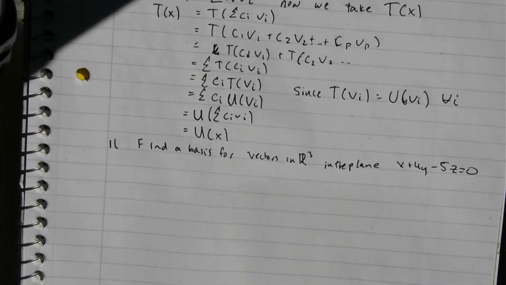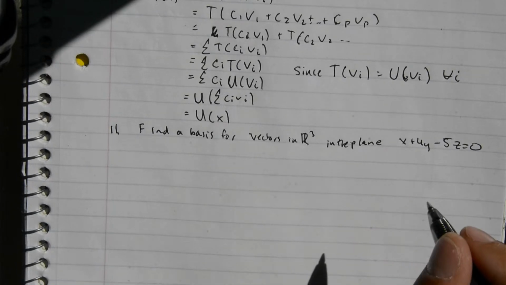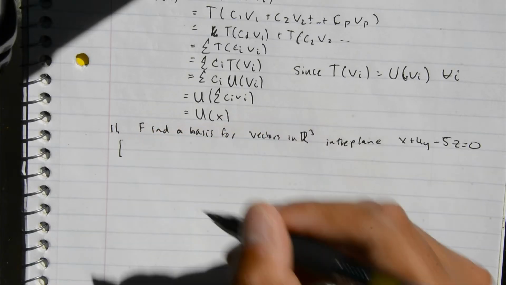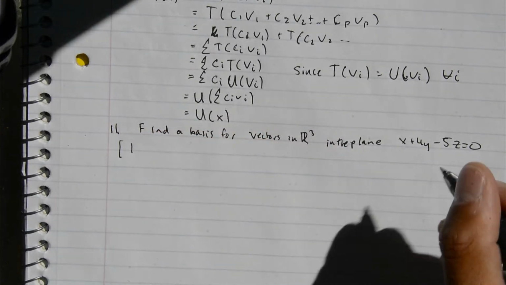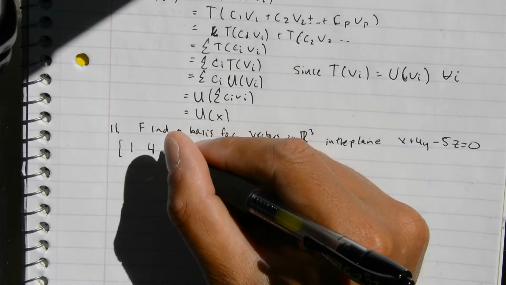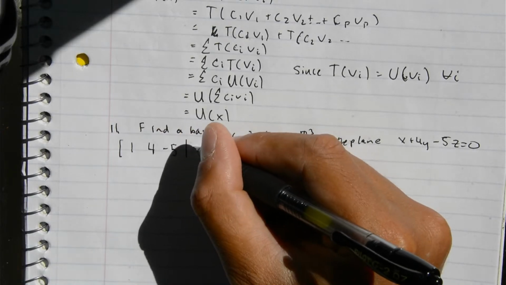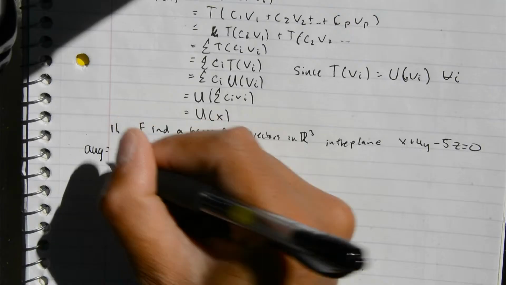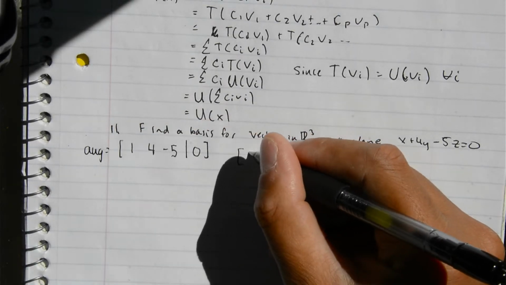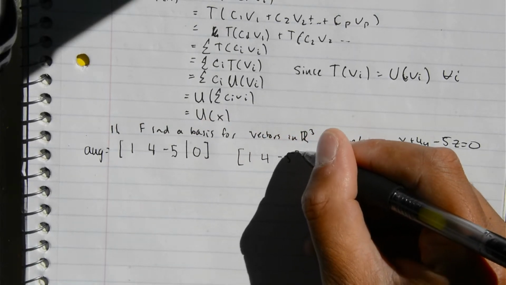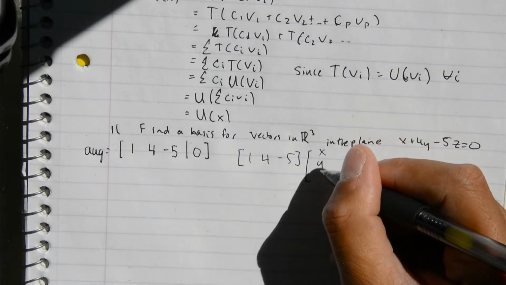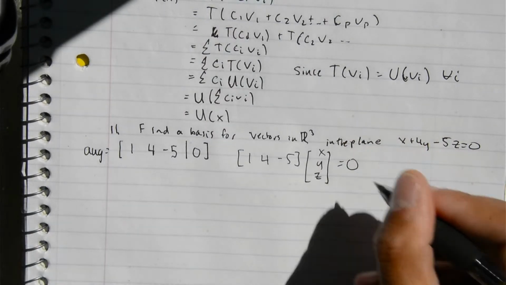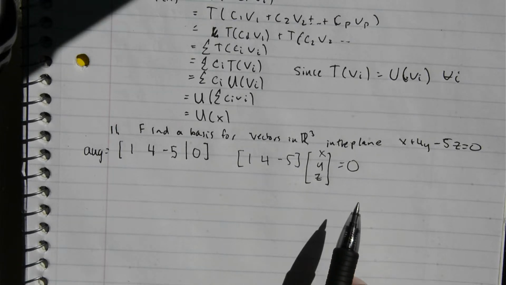Okay, now the thing about this problem is that you need to recognize that what this means is, if we were to treat it like a matrix, we would have 1, 4, minus 5, and then 0. So this is the augmented matrix. Now if we were to just take 1, 4, minus 5 times x, y, z, we would get equal to 0. This is the same thing. We're just rewriting it in different ways.